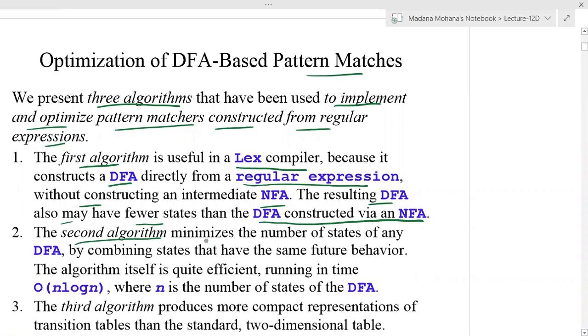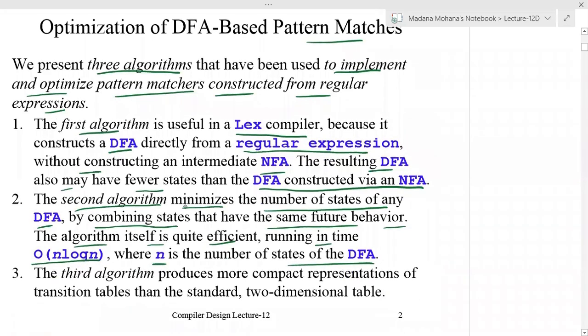The second algorithm minimizes the number of states of any DFA. Here we will use the same minimization algorithm that we studied in formal languages and automata theory. By combining states that have the same future behavior, the algorithm itself is quite efficient, running in time big O of n log n, where n is the number of states of the DFA.